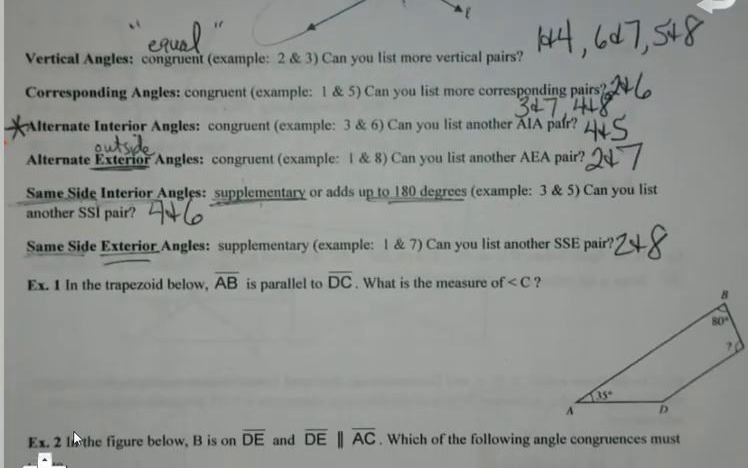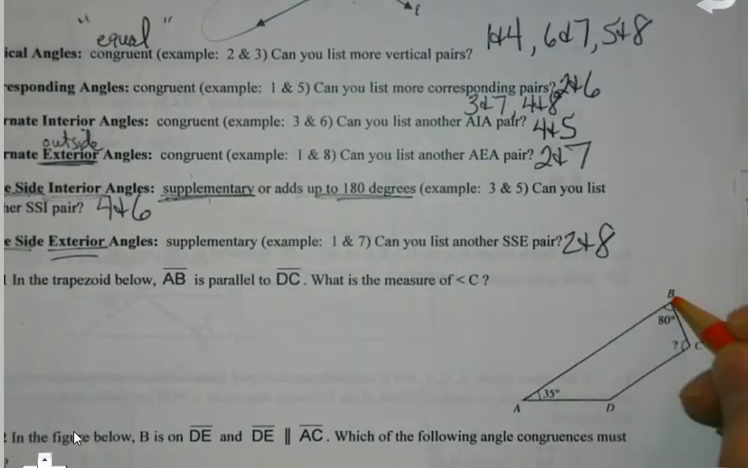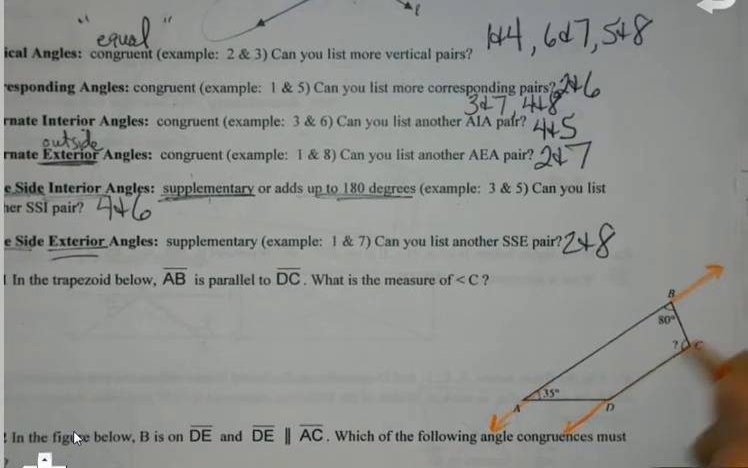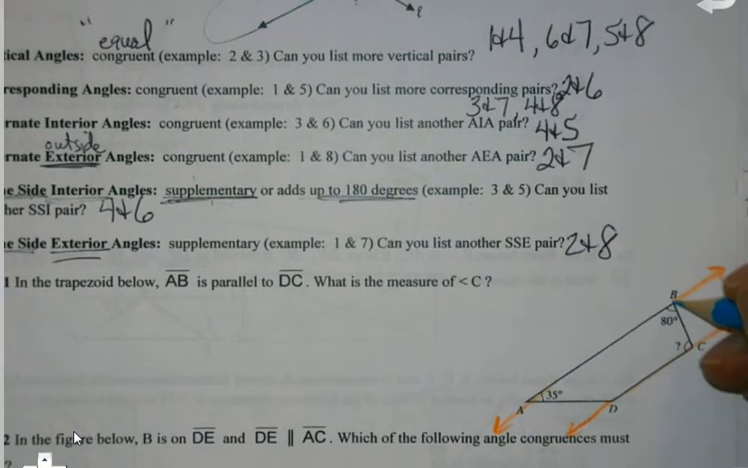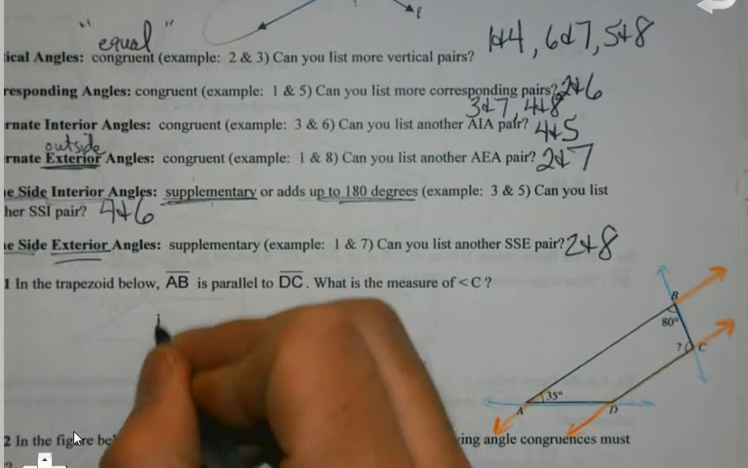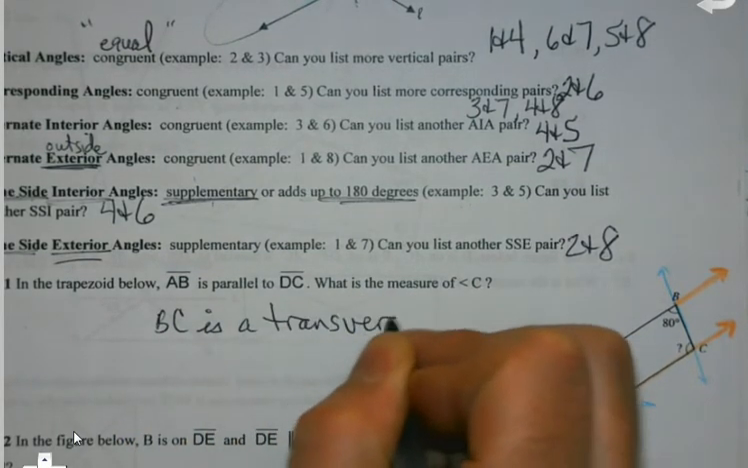So in our trapezoid here, AB is parallel to DC. Okay, that's good to know. What's the measure of C? Now you may not see this right away. Sometimes I have to look at this and go, okay, these lines are parallel. I'm going to extend this a little bit, and start looking at it like that picture up above, because the picture up above is something that I know. So these lines that I'm drawing through are like a transversal. For instance here, BC would be a transversal. It's like my toothpick going through my sandwich.